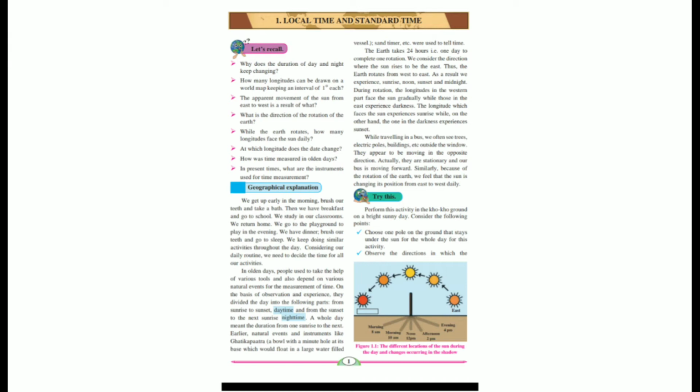Observe, you can see in the picture, page number 1. Observe the direction in which the shadow of this pole falls at different times of a day. Means first you should see 8 o'clock morning, then 10 o'clock, then 12 o'clock, then 2 o'clock, then 4 o'clock. Like that you should see the different timings, different positions of the shadow. Measure the shadow and record your note in your notebooks.